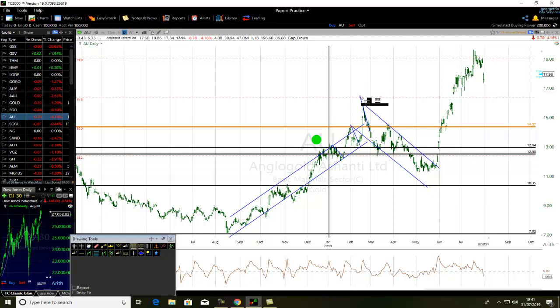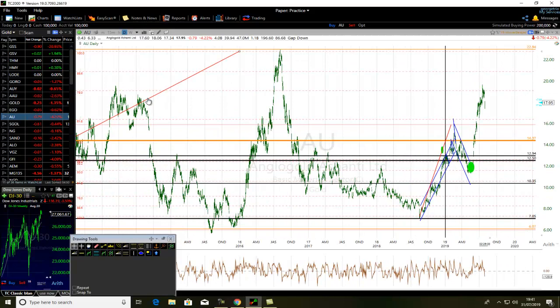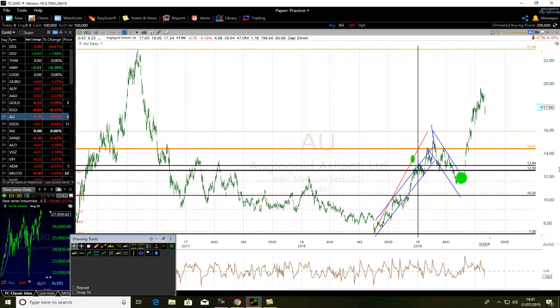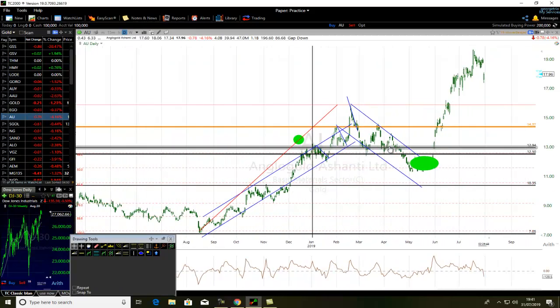If you apply, for instance, Fibonacci retracement to the price action, you can see that it pulled back to the 50% Fibonacci retracement level. So it went up and pulled back to the zone between the 38.2 and 50% Fibonacci retracement level. Let's remove this one. And then from there it just went up again. All right. So this is it.